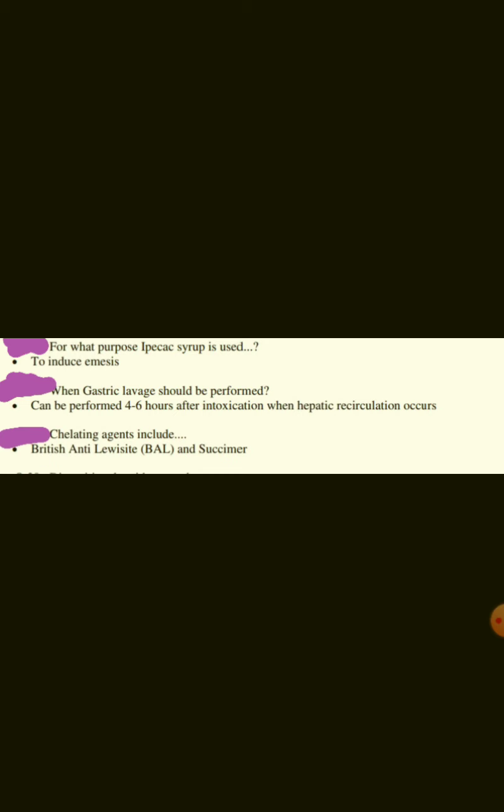For what purpose is ipecac syrup used? To induce emesis. When should gastric lavage be performed? It can be performed 4 to 6 hours after intoxication when hepatic recirculation occurs. Chelating agents include British anti-lewisite and succimer.